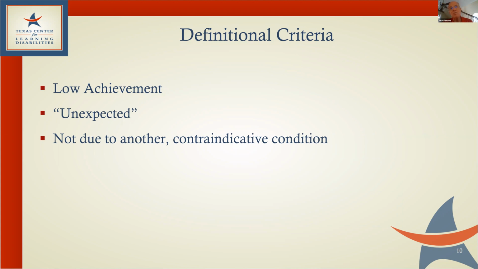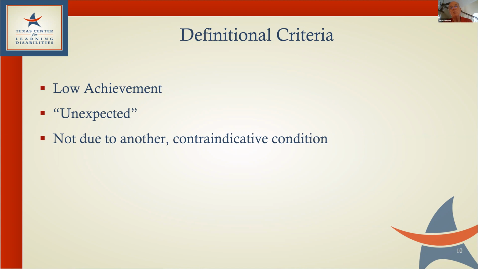And that's where different models of learning disabilities vary. And then it has to be not attributable to another contraindicative condition, the best example of which is an intellectual disability. But typically, even though kids with autism, for example, have reading and writing problems, we don't refer to that as a learning disability.